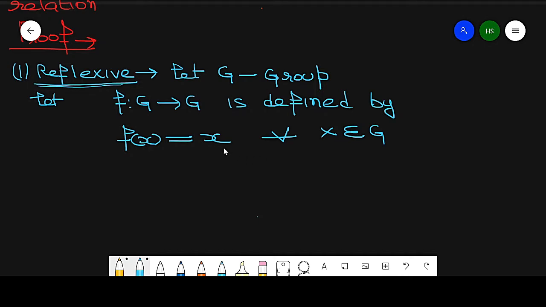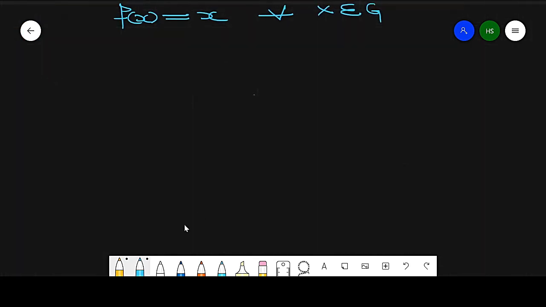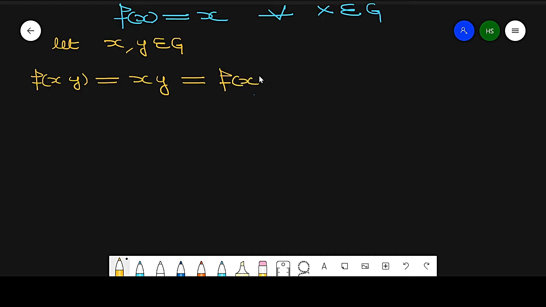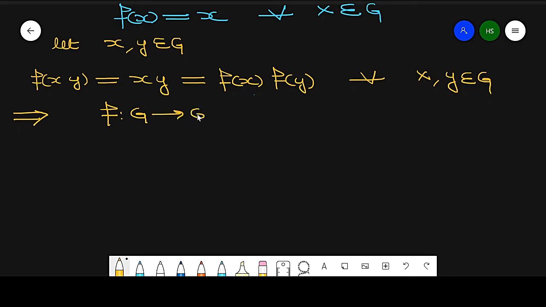Now, to prove that it is an isomorphism, I need homomorphism, one-one and onto. I want to show that it is a homomorphism. Let x and y belong to G. Then f(xy), by definition, is equal to xy, which again by definition is equal to f(x)f(y) for every x, y belongs to G. So this map f from G to G is a homomorphism. So the first part is homomorphism.